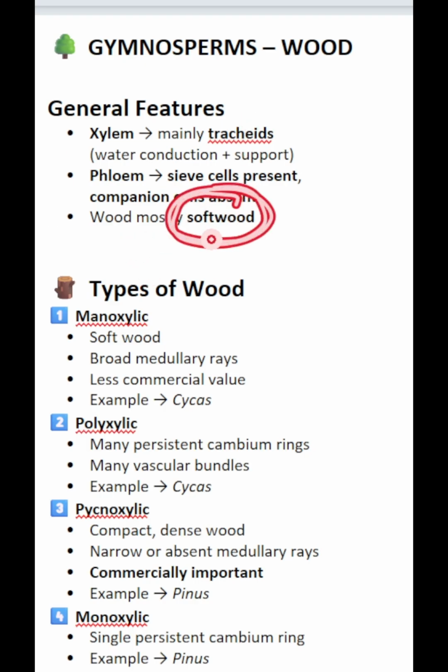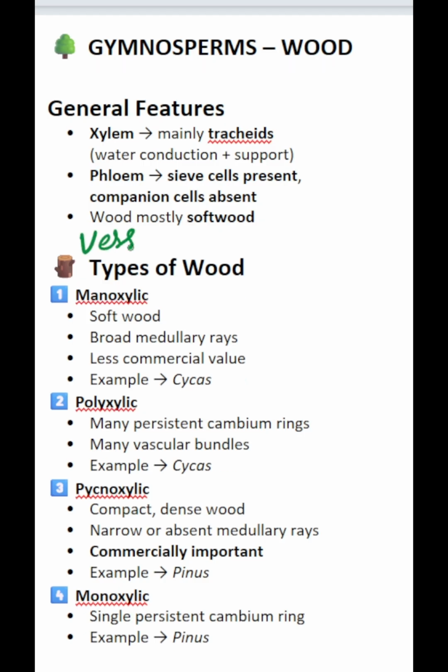So in gymnosperms we find softwood, whereas in angiosperms we find hardwood. This wood is softwood-like because mainly tracheids are present, but vessels are absent. So when vessels are absent, what happens? The wood becomes very soft.